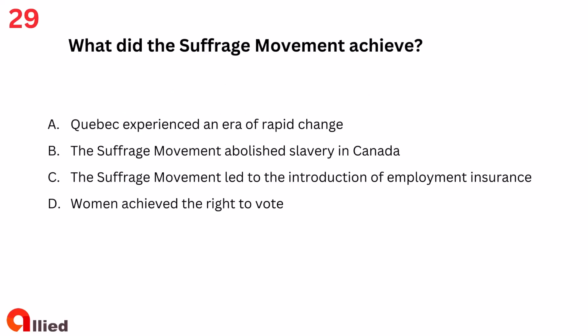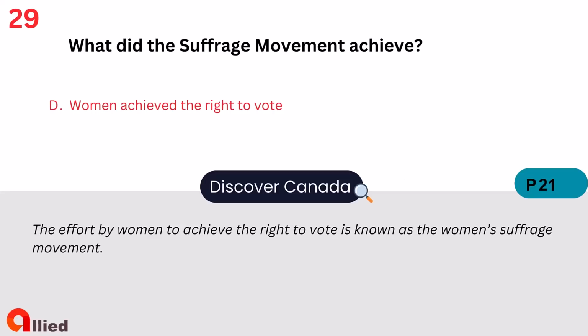Question 29. What did the suffrage movement achieve? A. Quebec experienced an era of rapid change. B. The suffrage movement abolished slavery in Canada. C. The suffrage movement led to the introduction of employment insurance. D. Women achieved the right to vote. The answer is D. Women achieved the right to vote.